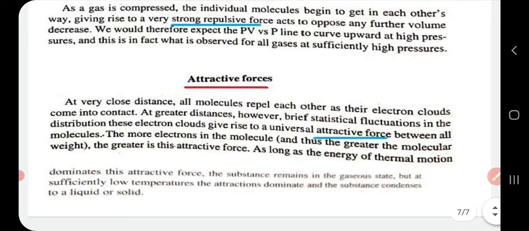Next is attractive force. When the distance between molecules is very close, all the molecules repel each other. Why? Because their electron clouds will come in contact. That is, when the distance between the molecules decreases, the electron clouds surrounding them will come in contact.